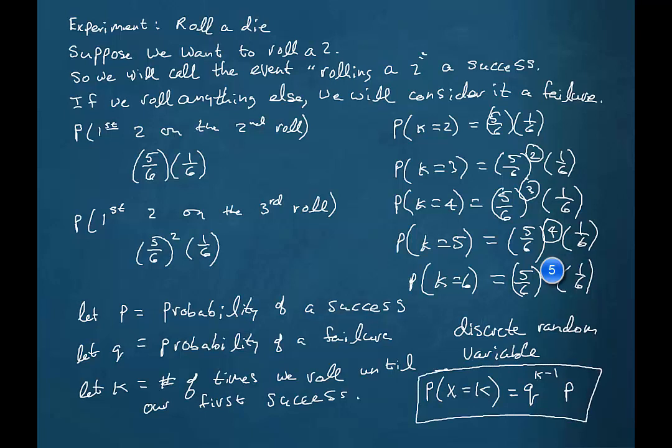And the name for this particular distribution is the geometric distribution. And this formula is our formula for finding probabilities associated with a geometric probability distribution.